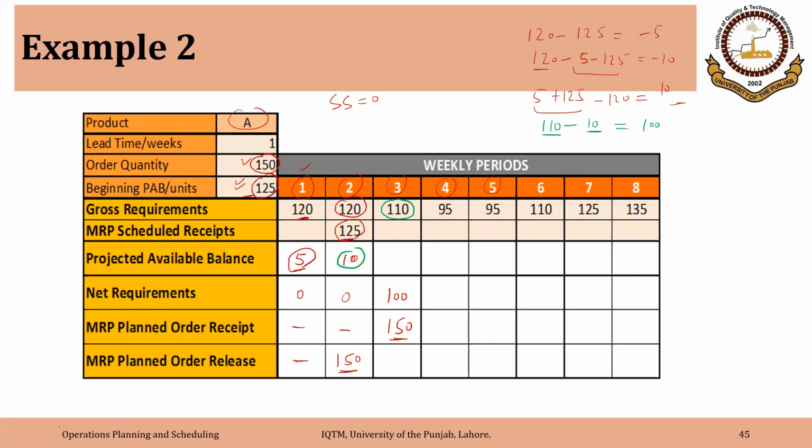Now what will we be left with in week 3? So we are having 10 from the previous period and 150. This is the total supply, minus demand is 110. So 160 minus 110, we will be left with 50. So the projected available at the end of week 3 will be 50.